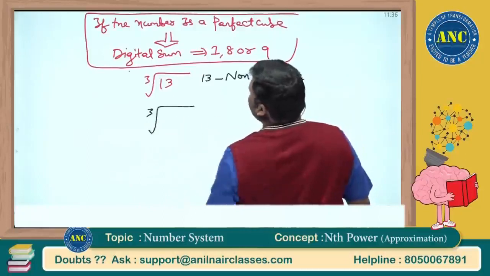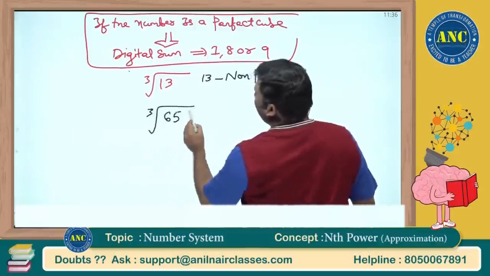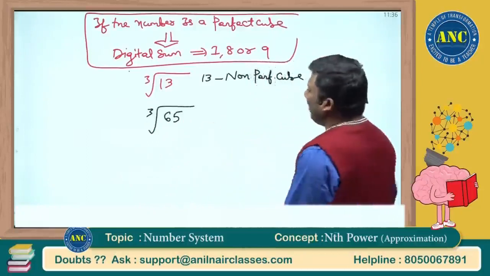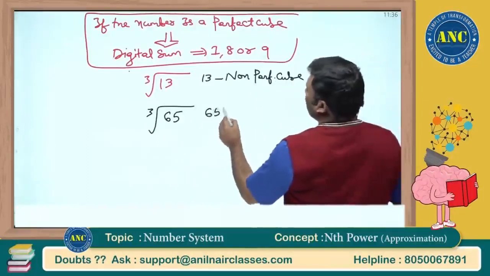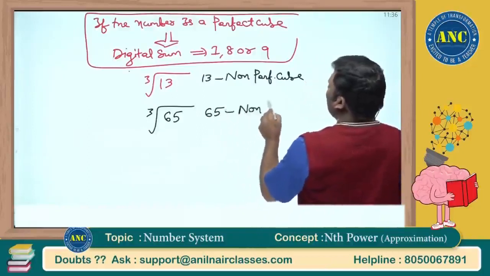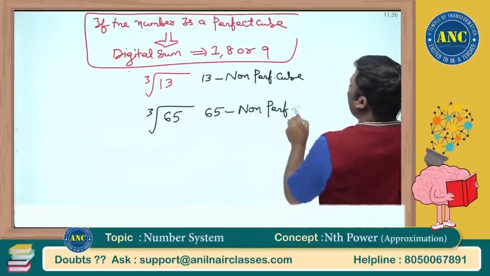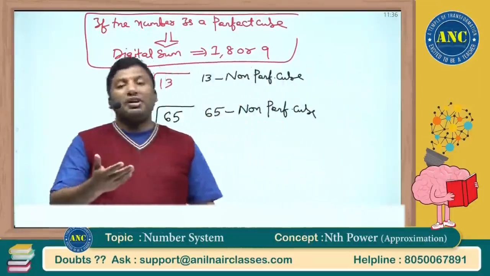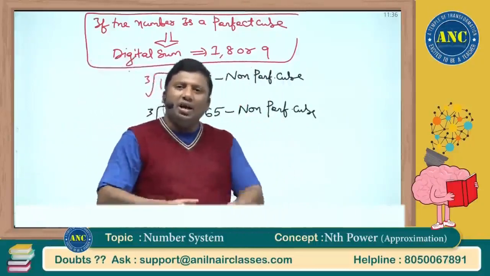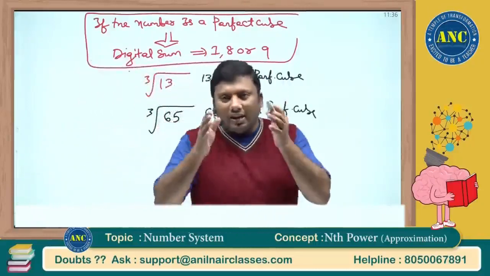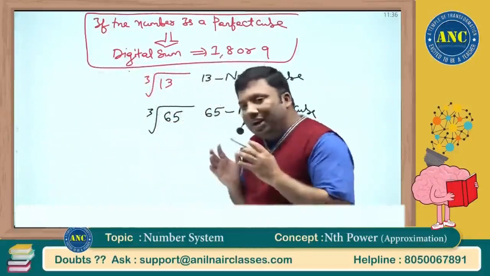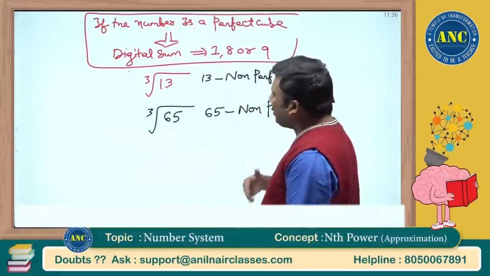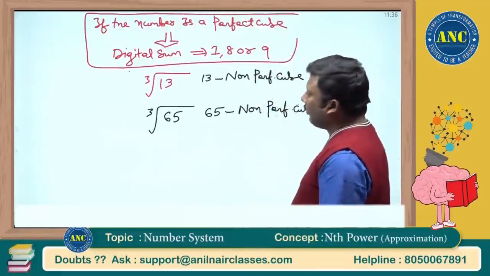For example, cube root of 65. What is the digital sum of 65? 6 plus 5 is 11, and the digital sum of 11 is 2. So 65 is a non-perfect cube. How to find the value for a perfect cube is very easy; you will get it in tons of videos. In my videos, every class I try to teach something new and innovative for you, so that it will also be a great learning happiness for you.